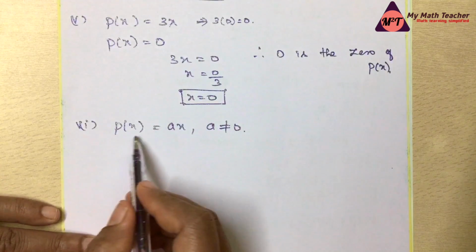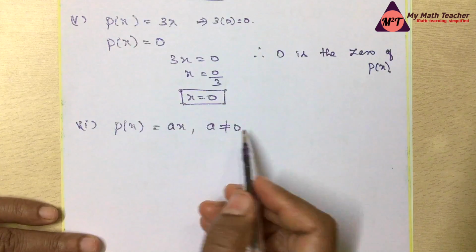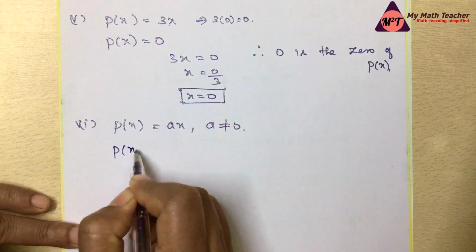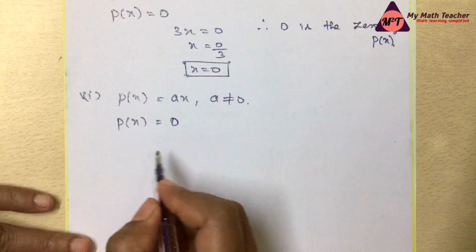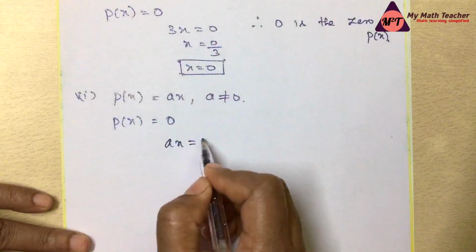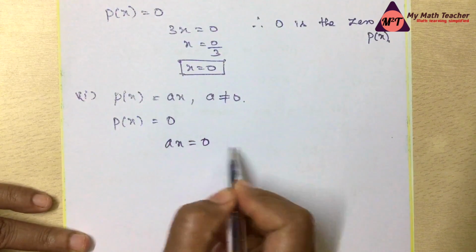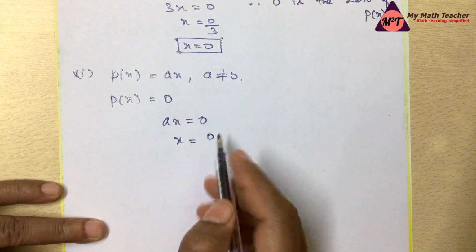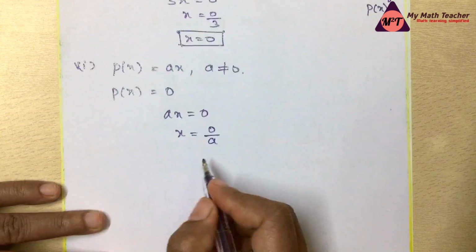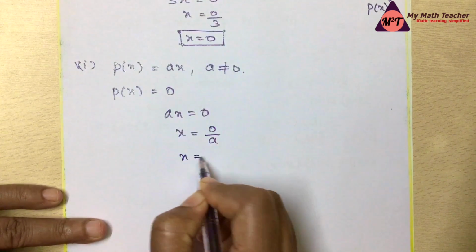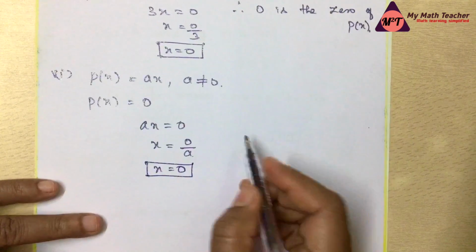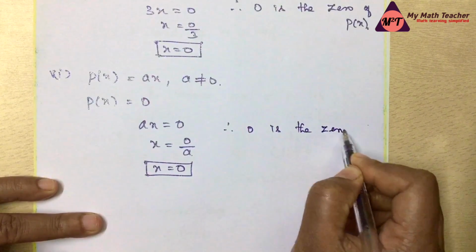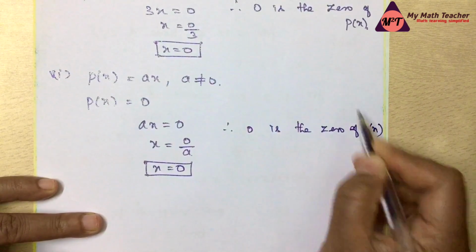Next subdivision, P of x is equal to ax, where a is not equal to 0. This is the given condition. Now equate the same polynomial to 0. ax is equal to 0. We are equating both the RHS. Now we need only the x value. The x value is 0 divided by a, where a becomes division here. 0 divided by any number is always 0. x is equal to 0. Now this is the answer. Therefore 0 is the zero of P of x, like the previous one.